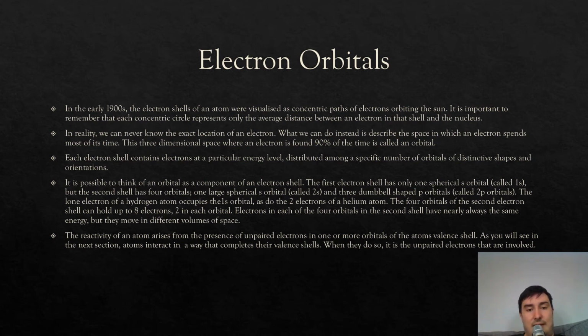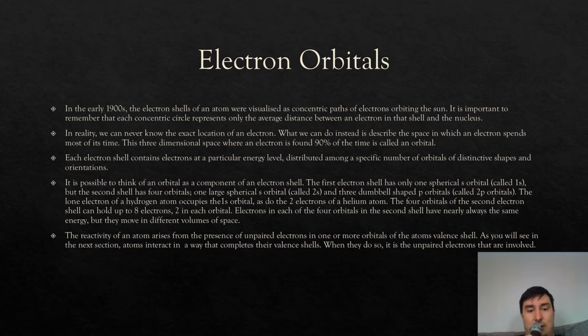Each electron shell contains electrons at a particular energy level, distributed among a specific number of orbitals of distinctive shapes and orientation. It's possible to think of an orbital as a component of an electron shell. The first electron shell has only one spherical orbital called 1s, but the second shell has 4 orbitals, 1 large spherical orbital, and 3 dumbbell-shaped orbitals.